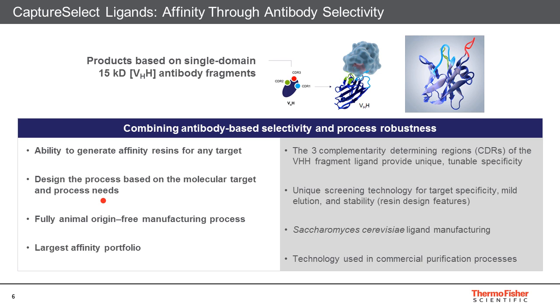So for example, if the molecule is pH labile and it needs mild dilution, we can actually engineer that into the affinity ligand. The production process is in Saccharomyces cerevisiae, so it's a fully animal origin-free manufacturing process. The technology is used in commercial purification processes, and as such, we currently have the largest affinity portfolio available on the market.